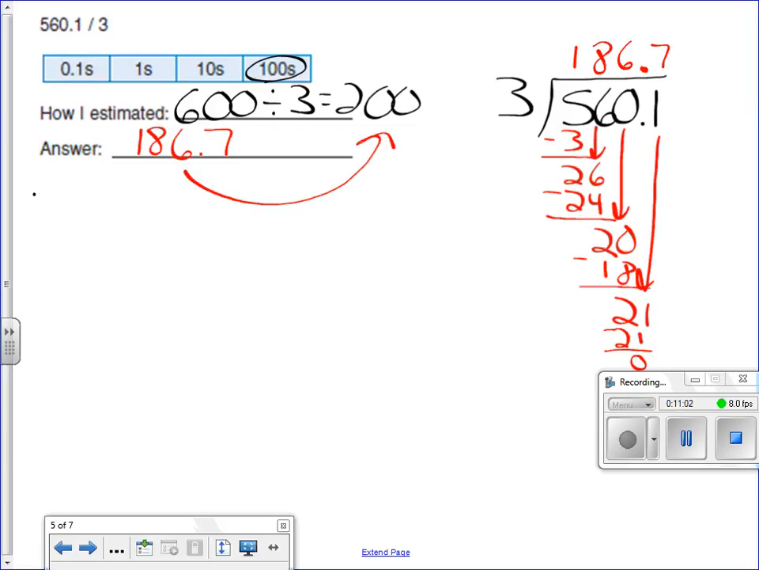If my answer read 1,867, I know that'd be completely off from 200. So the reason why you're estimating right now, kids, is to make sure you're remembering to put this decimal in. If you don't put the decimal in, your number is going to be completely off.